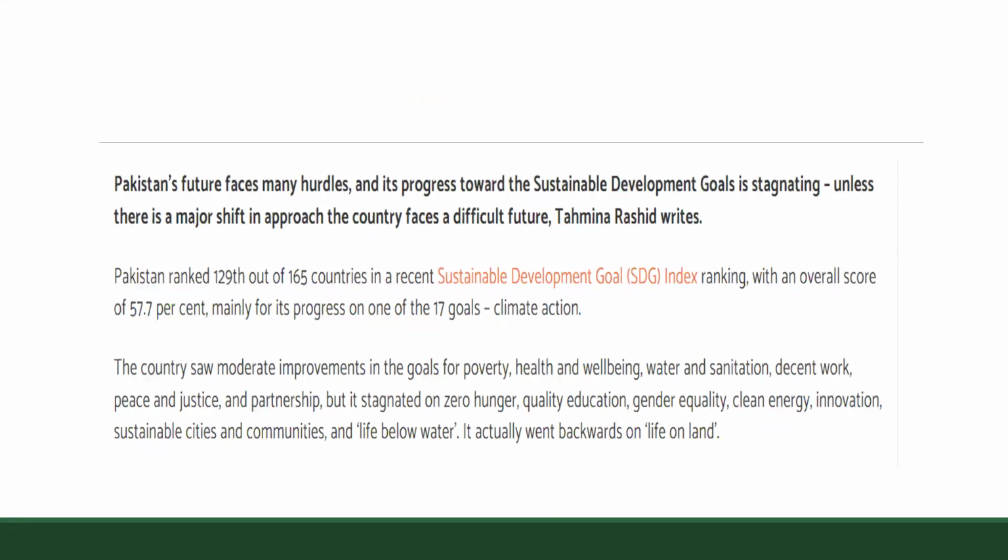Pakistan's future faces many hurdles and its progress towards the Sustainable Development Goals is stagnating. Unless there is a major shift in approach, the country faces a difficult future. Pakistan is ranked 129th out of the 165 countries in a recent Sustainable Development Goal Index ranking, with an overall score of 57.7%, mainly for its progress on one of the 17 goals, which is climate action. The country saw moderate improvements in the goals for poverty, health and well-being, water and sanitation, decent work, peace and justice, and partnership, but it stagnated on zero hunger, quality education, gender equality, clean energy, innovation, sustainable cities and community, and life below water. It actually went backwards on life on land.